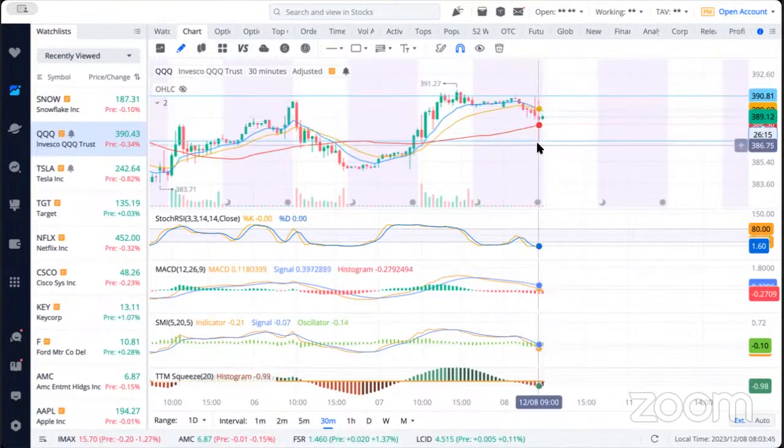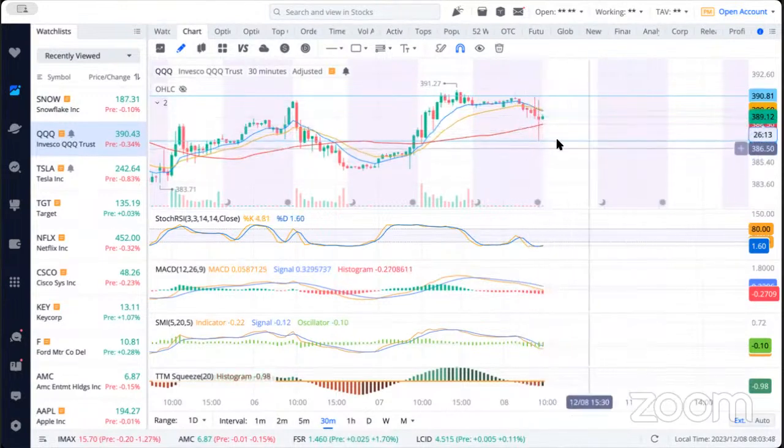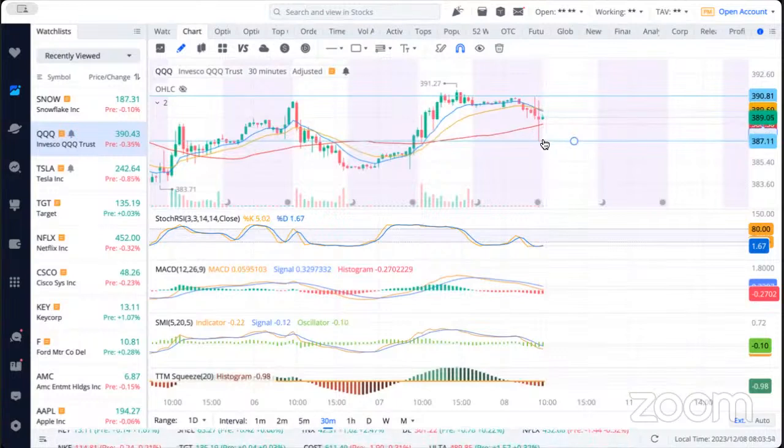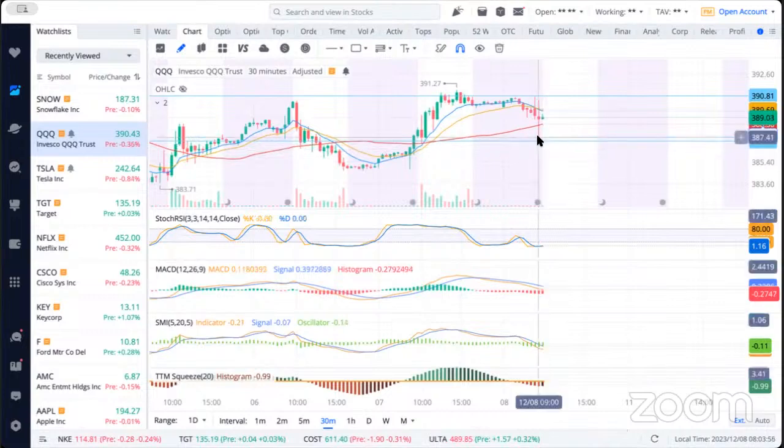If we start to break down and we break through our pre-market low here, we can go ahead and probably assume that it's going to be a rough day, and we can look for some continuation to the downside.